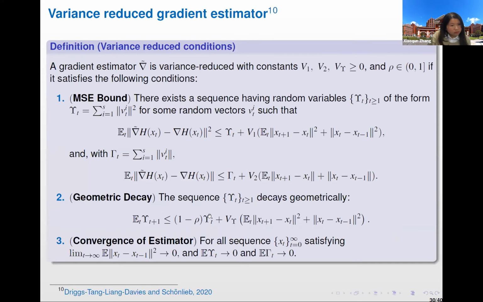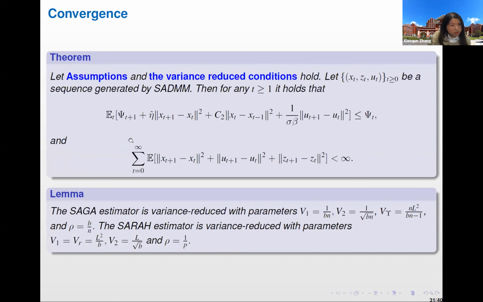And the second one is that the square distance of the sequential error also goes to zero, because it's summable. And we can also show that if we use this SAGA estimator and the SARA estimator for the gradient, in both cases we satisfy these variance reduced conditions. So that's how we arrive at the convergence here, because the proposed SAGA and SARA gradients satisfy this condition together with the assumption. So that's just a kind of partial convergence based on this stability function.